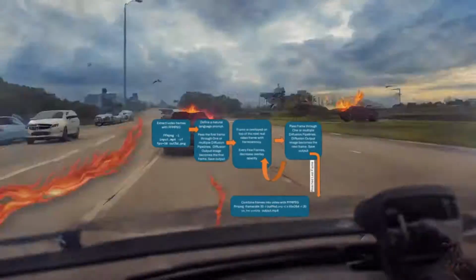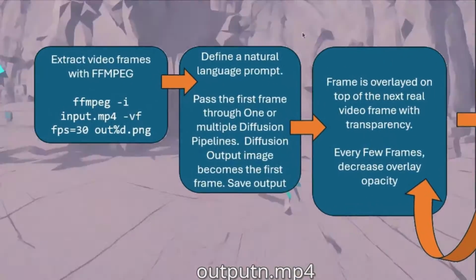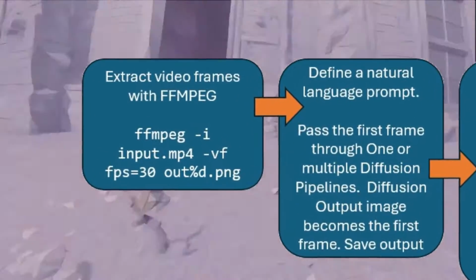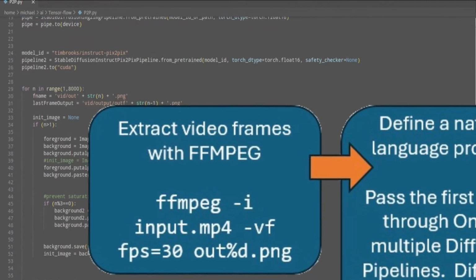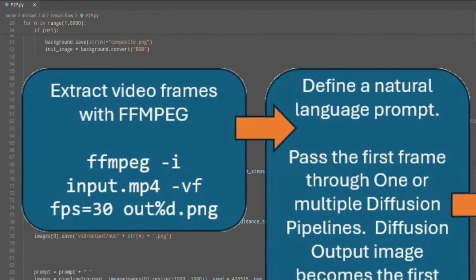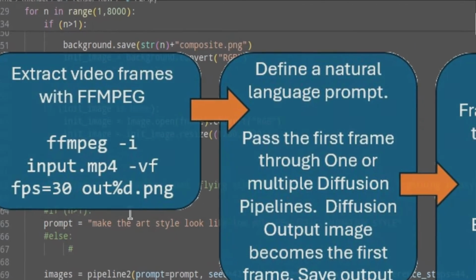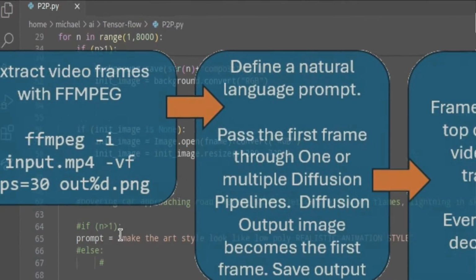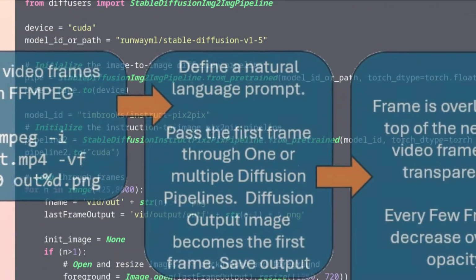First, I needed to extract all the frames from the video, and I do that using FFmpeg. You just give it the input file, the frames per second, and the out file format. Now that we've got all those frames, let's pass the first frame through one or multiple diffusion pipelines along with a natural language prompt. So each frame is edited using a natural language prompt passing through the pipeline, so you can tell it how to edit each frame.